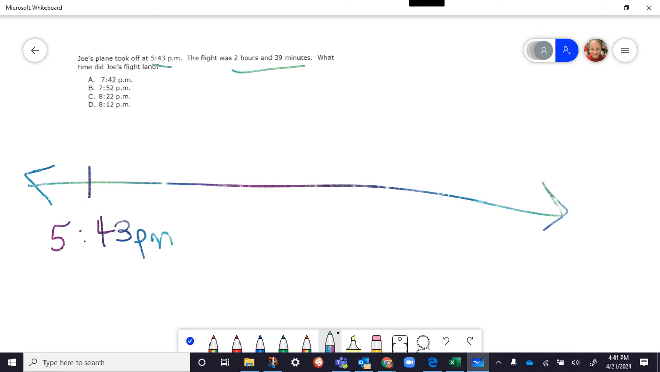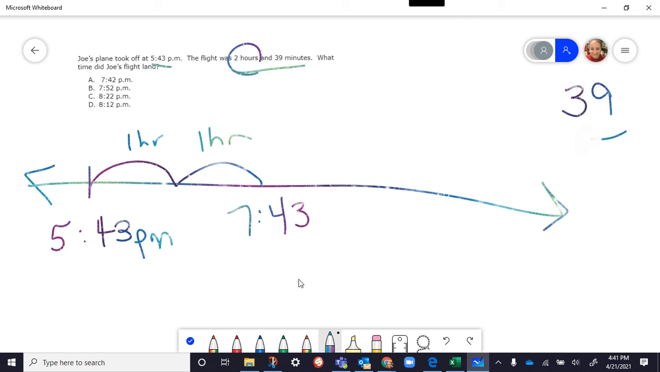So I'm going to break it down. First, I'm going to do the hours. So if I start at 5 o'clock, I'm going to jump 1 hour, 2 hours, and now I'm at 7:43. Then we've got to go another 39 minutes. Well, if I add 39 to 43 and add up those minutes, then that means that I'm going to go over. To prevent that, I'm going to break this down. So I'm going to take my 39 minutes because I'm going to put this over here to the side because that's what I have left.